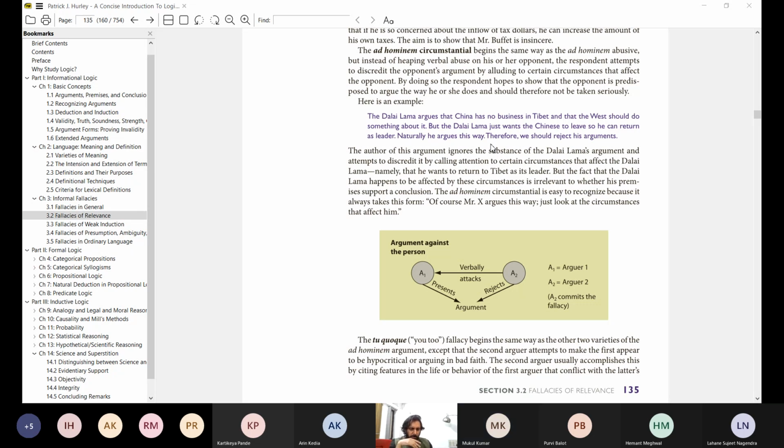So remember, in an ad hominem circumstantial, if you look at this diagram, you always have an argument. The ad hominem circumstantial is in the context of somebody who's presenting an argument. When A1 is presenting the argument, like the Dalai Lama is presenting an argument for some particular conclusion, the fallacy arises in the response to that argument.